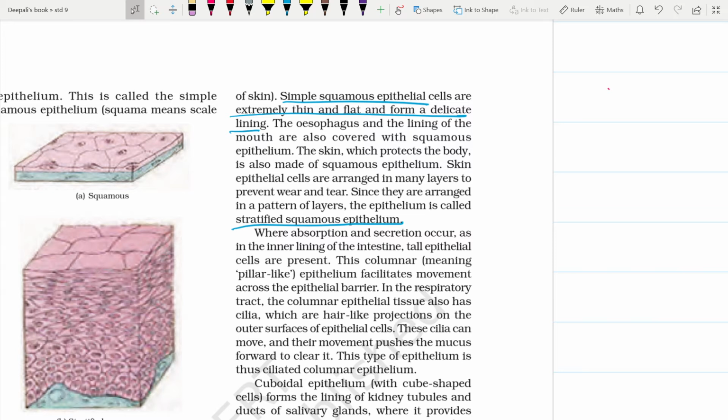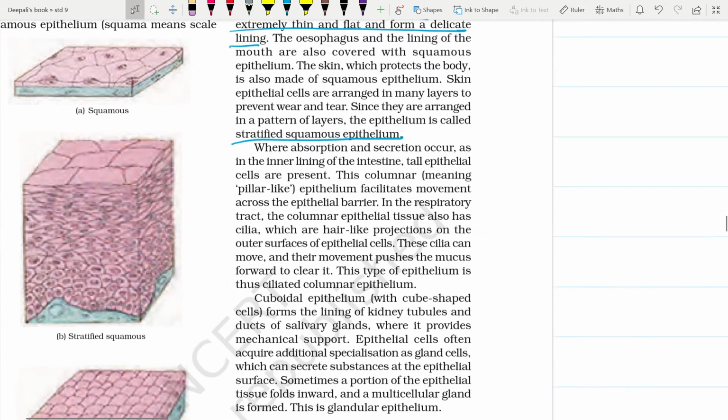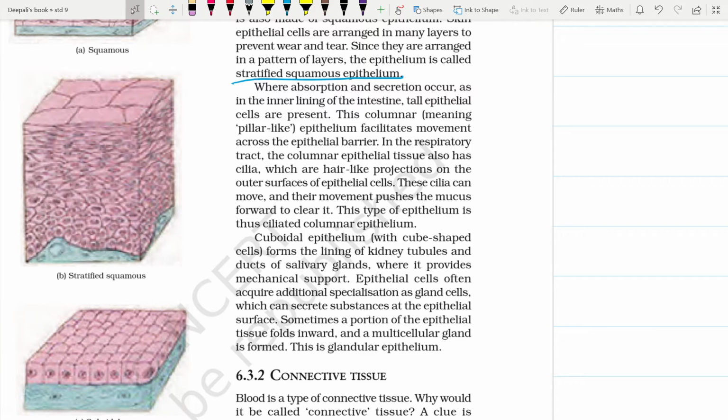The simple squamous is single layered with very thin and flat cells, so the permeability increases and the exchange of material can take place easily, whereas the skin, or stratified squamous epithelium, has many layers so that it is protected from the external environment and unwanted things do not enter the body easily.